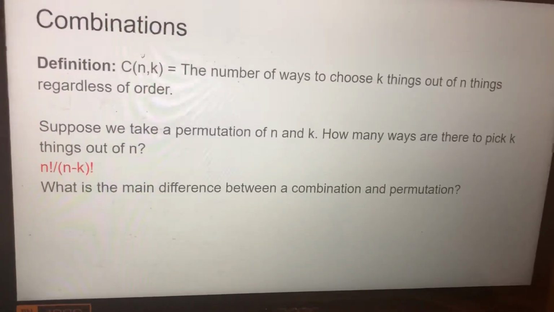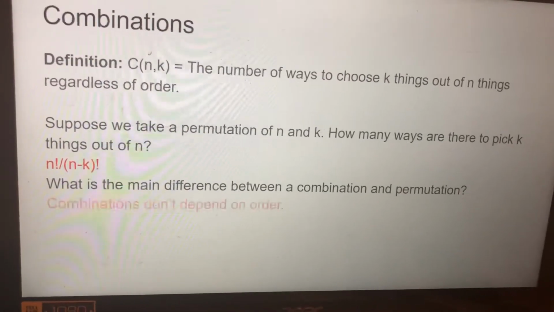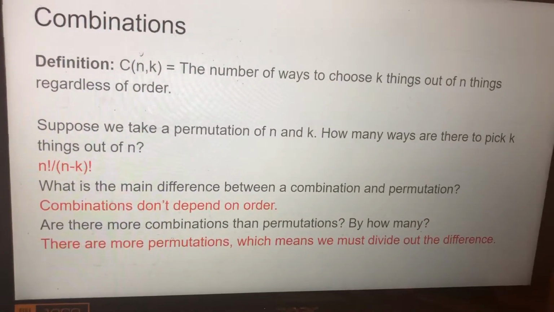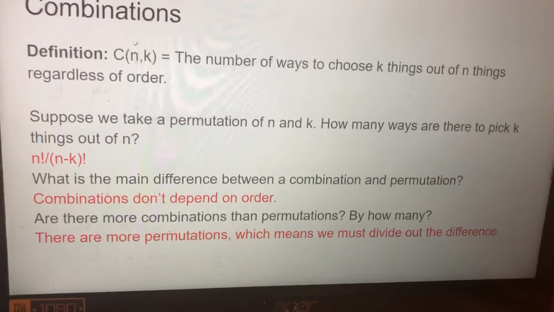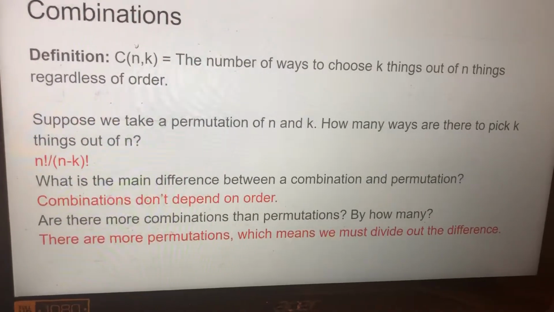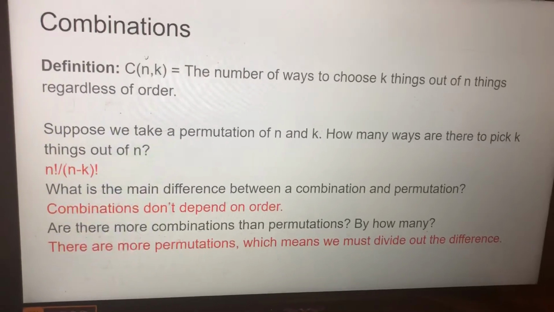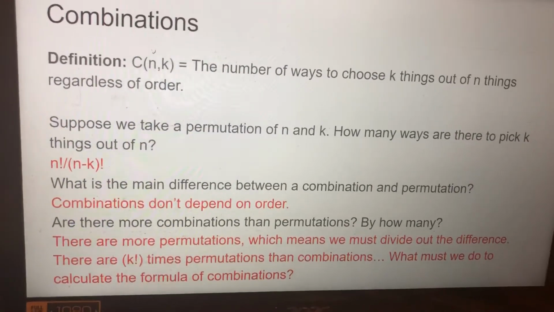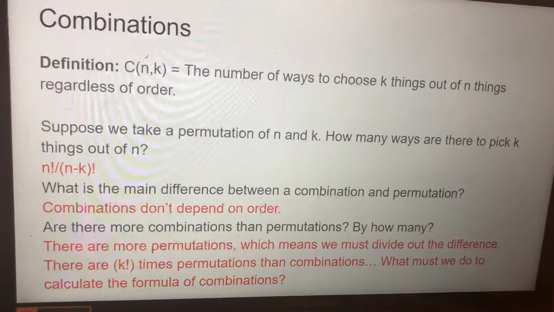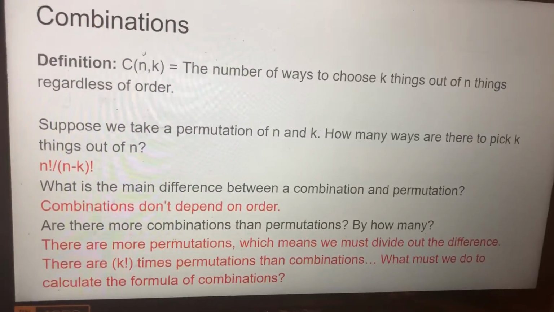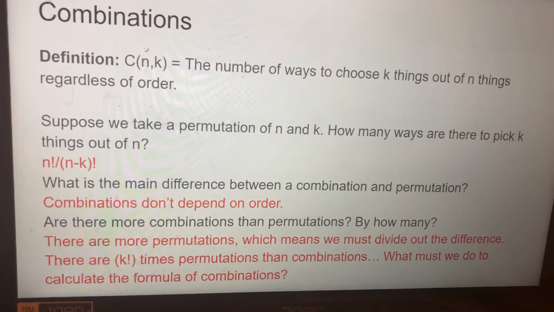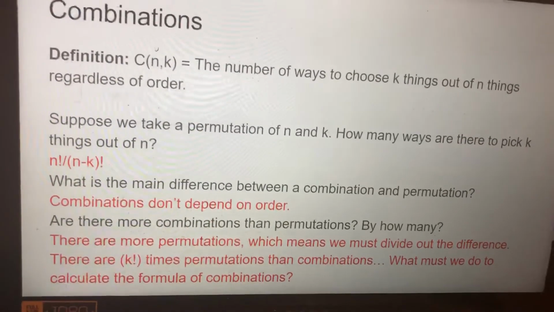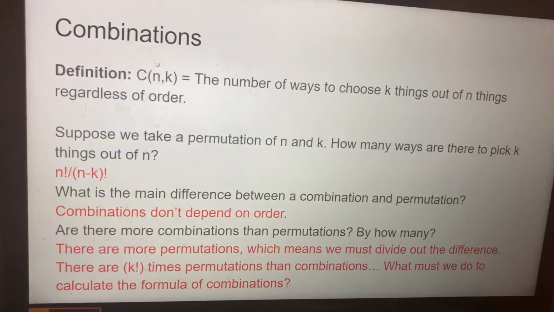Now, what is the main difference between a combination and a permutation? Combinations don't depend on order, meaning that there will be more permutations than combinations since permutations rely on order. But by how many? This is determined by the number of objects being selected. If there is an order, there are k factorial different ways you can arrange them. So if we divide out the k factorial part of a permutation, then we get the combination. The formula for combinations ends up being n factorial over n minus k factorial, which is the permutations, divided by k factorial, which accounts for the order.